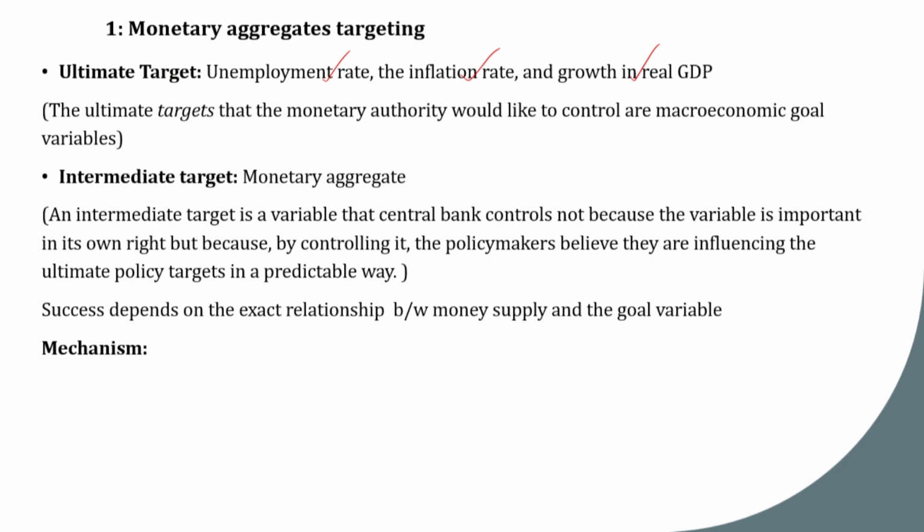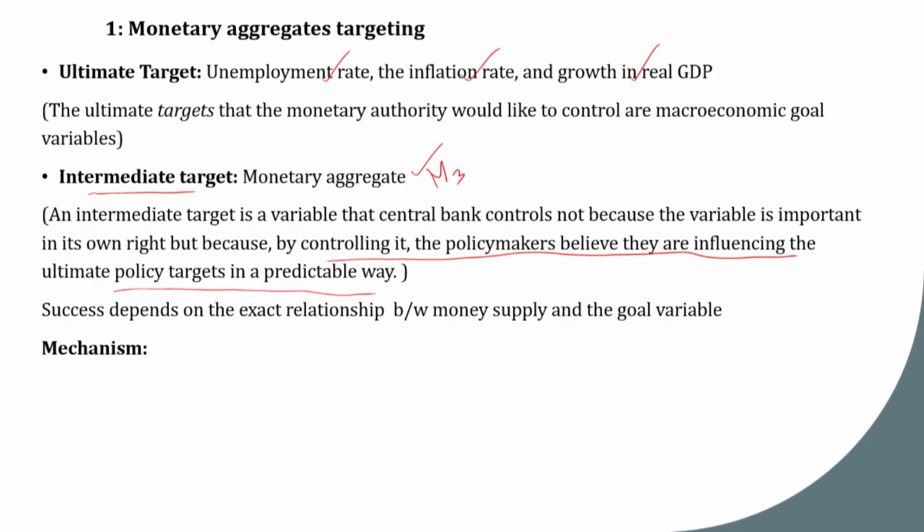But in order to attain these ultimate targets, the monetary authority uses intermediate targets. One of them is a monetary aggregate, for example the M3 money supply. An intermediate target is a variable that the central bank controls, not because the variable is important in its own right, but because by controlling it, policymakers believe they are influencing the ultimate policy targets in a predictable way, for instance inflation rate, economic growth, unemployment rate, etc.